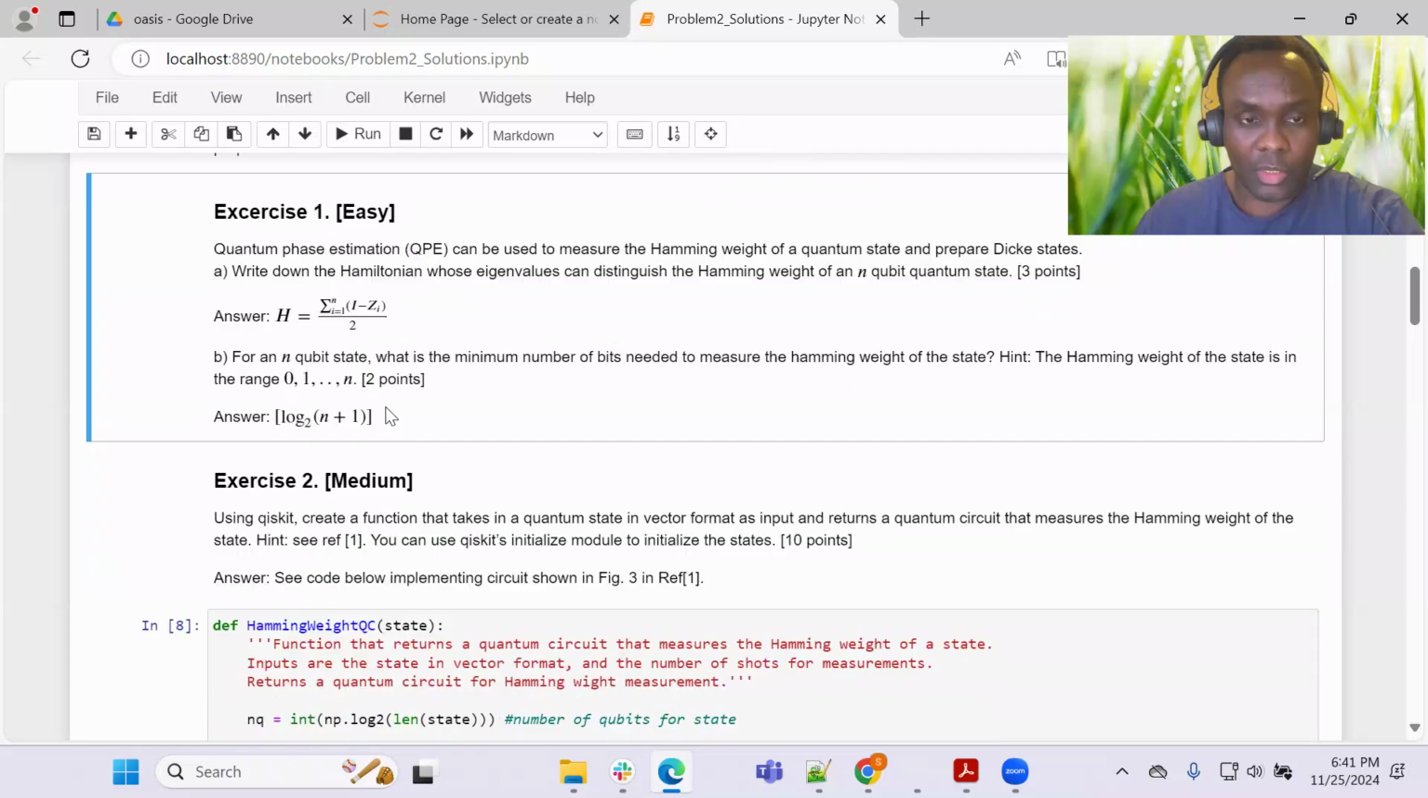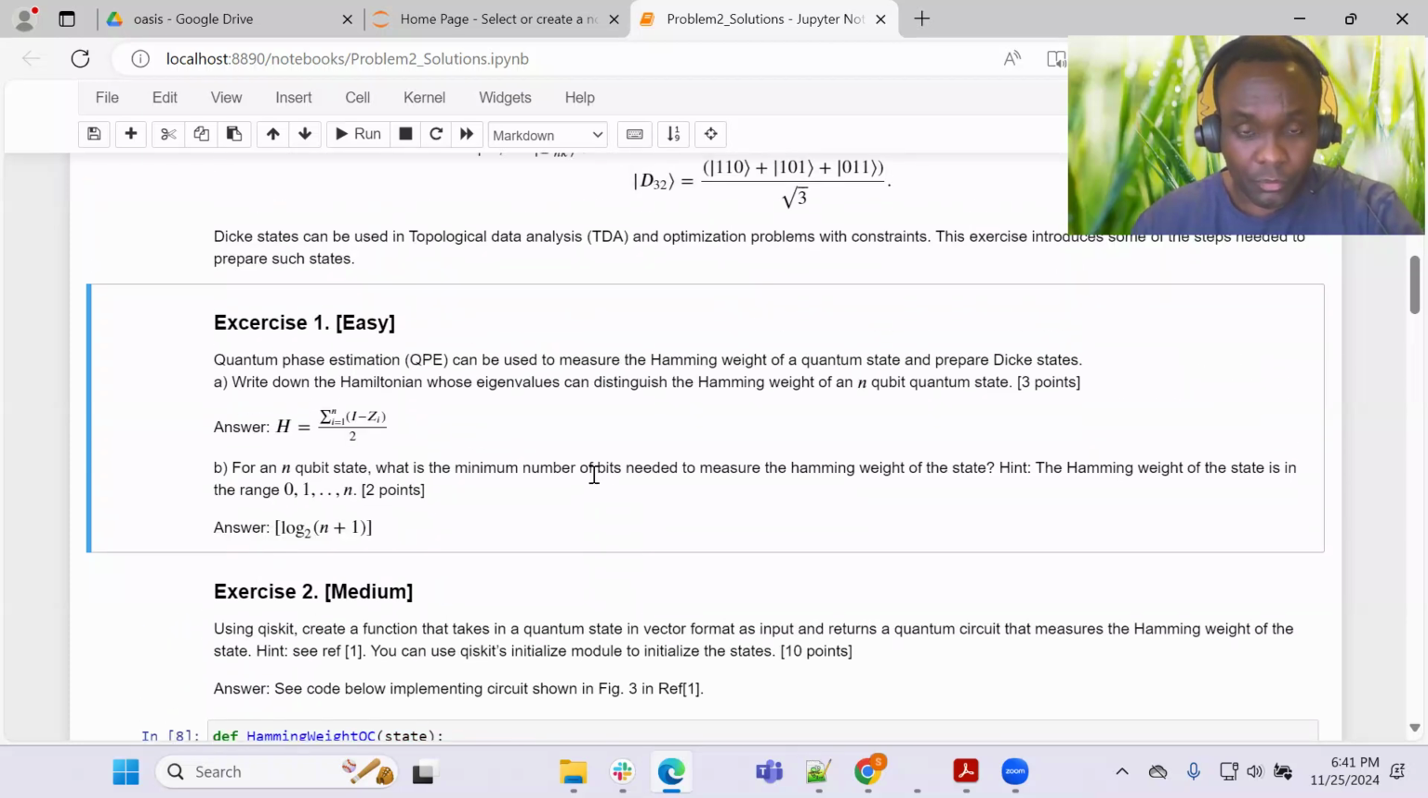Let's go straight to exercise number 1. Quantum phase estimation, QPE, can be used to measure the Hamming weight of a quantum state and prepare a decay state. Before I go any further, exercise 1 is designated as easy. Part A requires you to write down the Hamiltonian whose eigenvalues can distinguish the Hamming weight of an n-qubit quantum state. This part is worth 3 points.